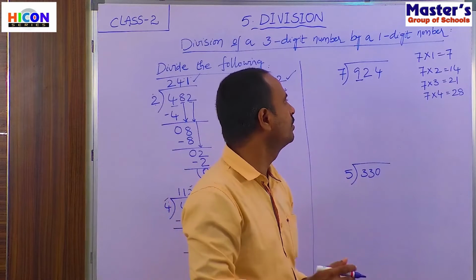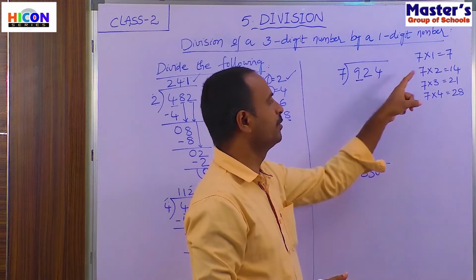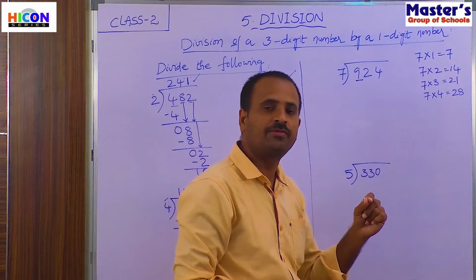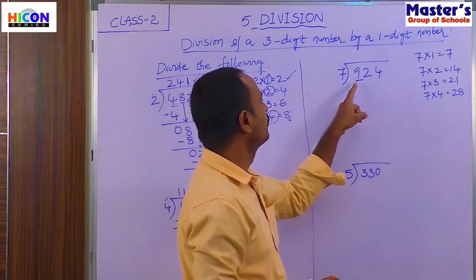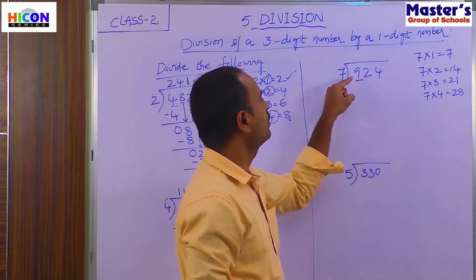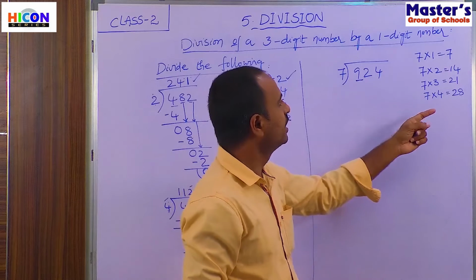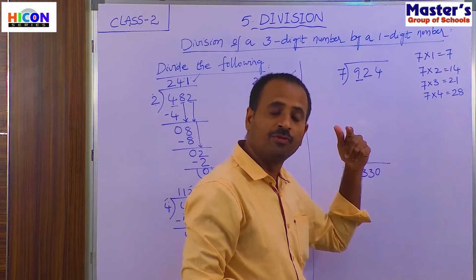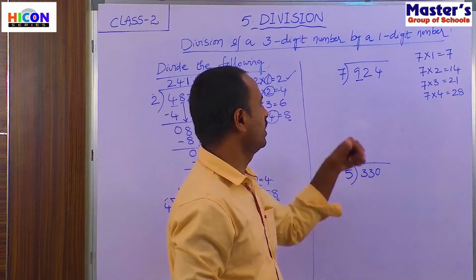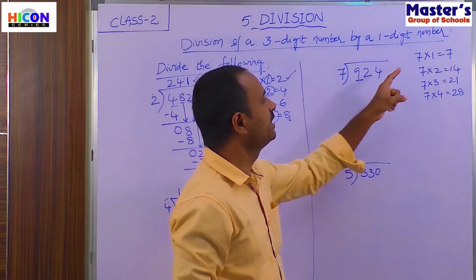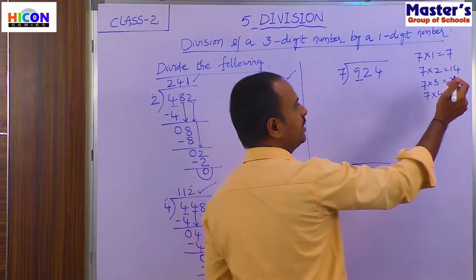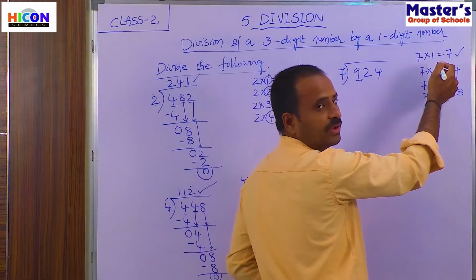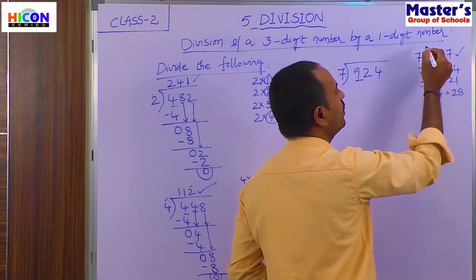Then what do we have to do? If the number is not in the table, we have to take the before number for that digit. So what is the before number for 9? The before number for 9 is 8. There is also no 8 in the 7th table. And again take the before number for 8. What is the before number for 8? The before number for 8 is 7. Yes, there is a 7 in the 7th table. How many times do you have to take to get 7 in the 7th table? We have to take 1 time.